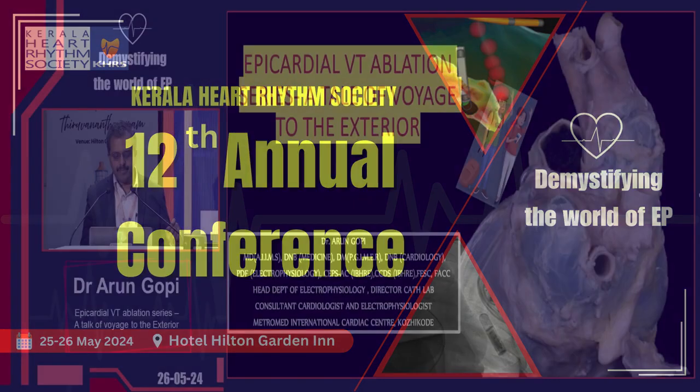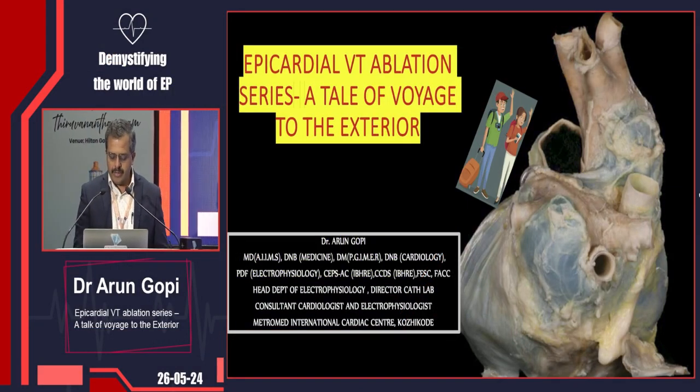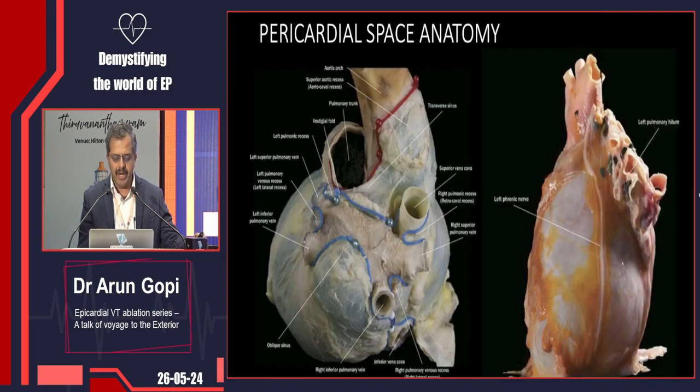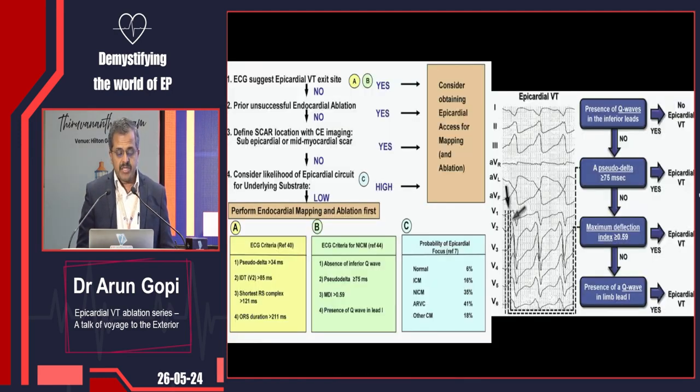Respected Chair, friends, I think most of the things about substrate mapping and VT ablation have been discussed in the previous session. So in people with VT in a structurally abnormal heart, one arena you would need to dwell into is the pericardial space in some rare scenarios. These are the situations where you think of an epicardial access. That is when the ECG suggests epicardial VT.